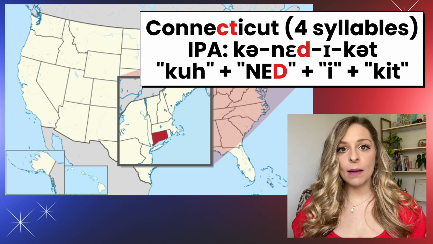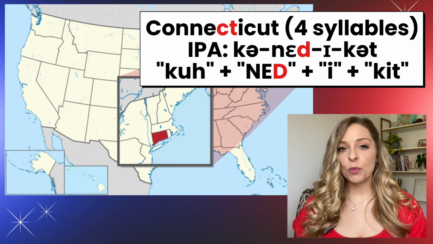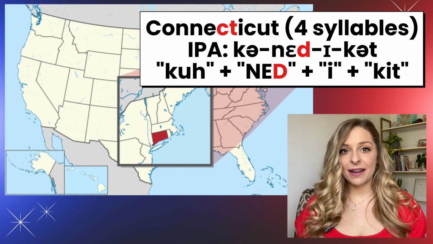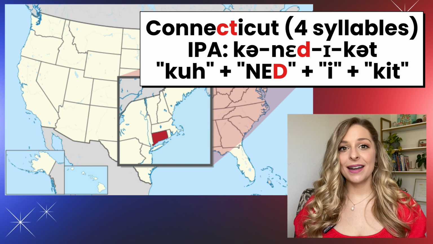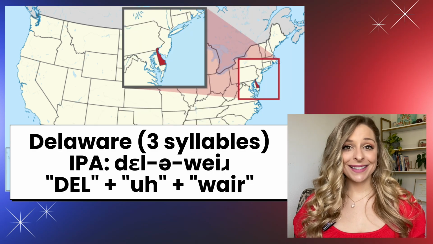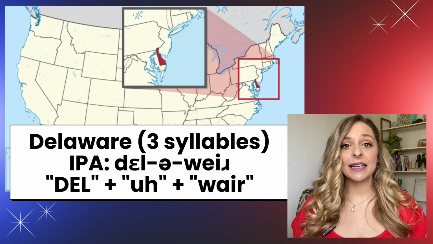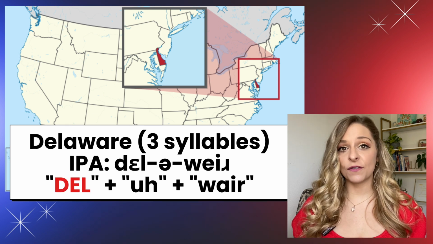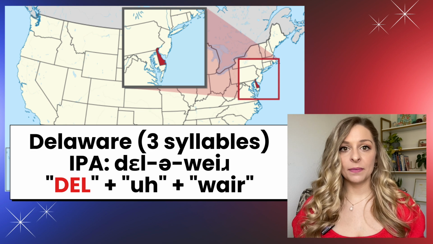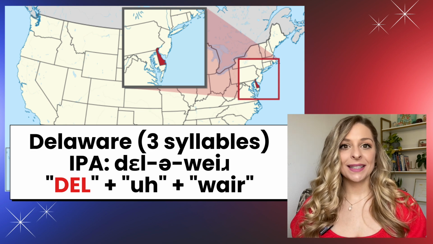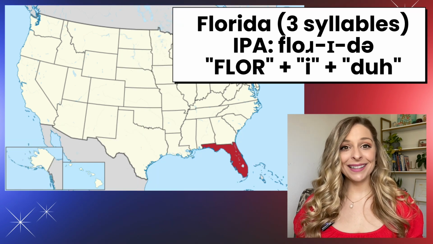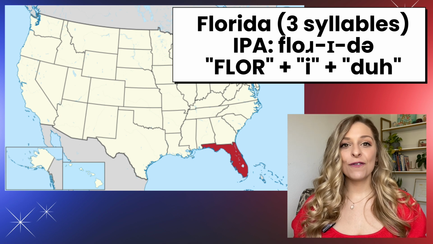So you really want to emphasize the second syllable and pull back on everything else. Connecticut. Number 8, Delaware. Luckily, this one is spelled pretty much how it's pronounced. It is 3 syllables and we stress the first syllable. Delaware. Number 9, Florida.